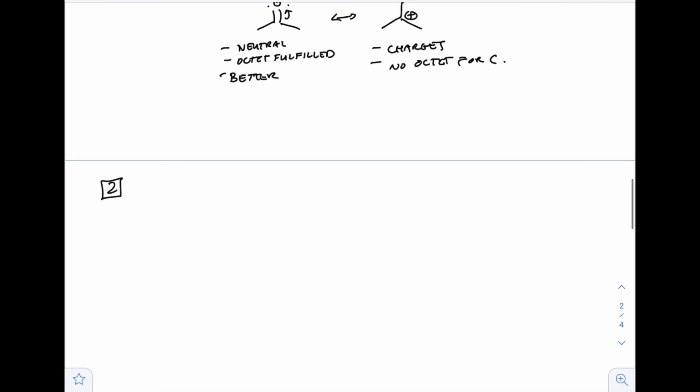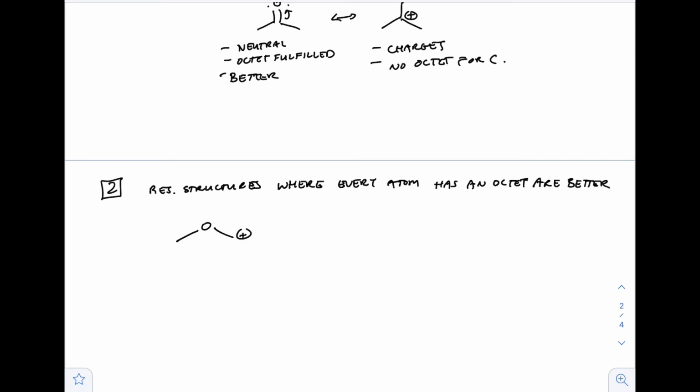is specific to that idea, where the resonance structure in which all the atoms have an octet is more stable, okay? So resonance structures where every atom has an octet are better resonance structures, okay? So, for example, we saw this one already. We have an oxygen, an ether basically, with a cation on the carbon. And here's the resonance structure with the oxonium ion, the positive oxygen. Now that one has an octet on every single atom, and therefore it is better.